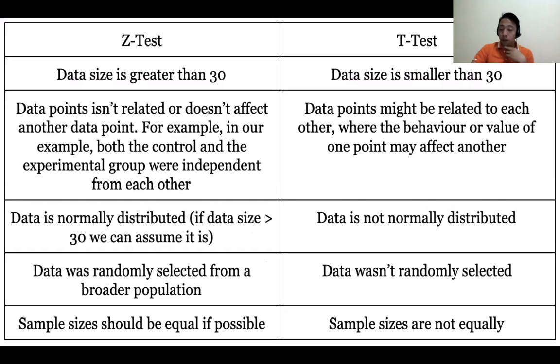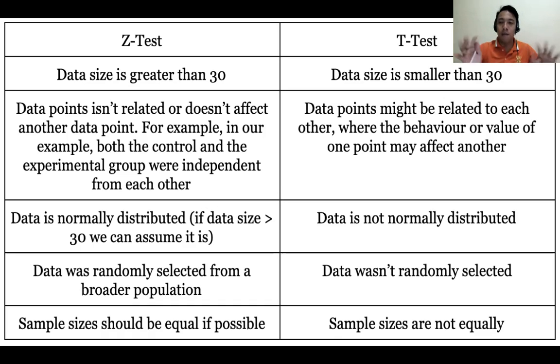So these are the differences between those two. In the z-test, data size is greater than 30. Diba? Sabi mo kanina. In t-test, data size is smaller than 30. Z-test, data points is not related or doesn't affect any other data point. For example, in our example, both the control and the experimental group were independent from each other. Okay? But in the t-test, data points might be related to each other, where the behavior or value of one point may affect another. Okay?